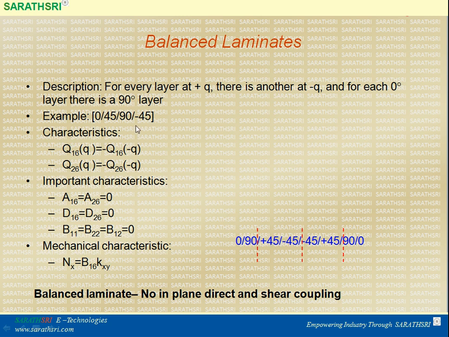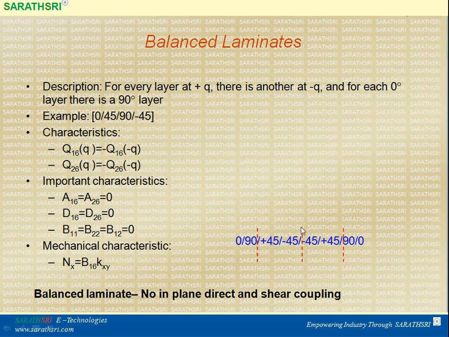In case of balanced laminate, there are two types of balanced laminate: balanced laminate with 0 and 90 degrees, and balanced laminate with 0, 90, plus 45 and minus 45. In a balanced cross ply laminate, the extension shear terms vanish. In a balanced laminate with 0, 90, plus minus 45, A16 and A26 will become 0.